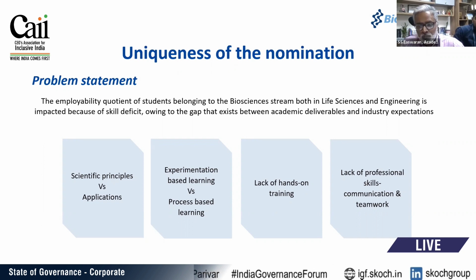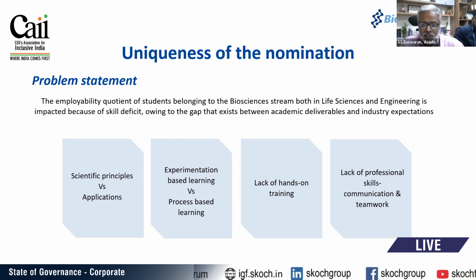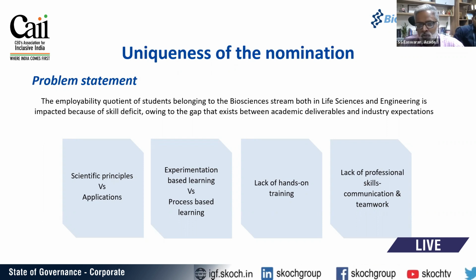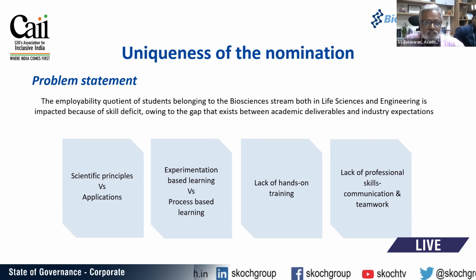And the fourth and most important part is the lack of professional skills and communication skills, because of which students find it difficult to get a job quickly. In spite of the fact that they have very strong scientific principles, experimentation-based learning and a bit of hands-on training, the skill to articulate words from the mind is very much lacking when compared in the Indian student population. These are the four reasons why we started the Biocon Academy.